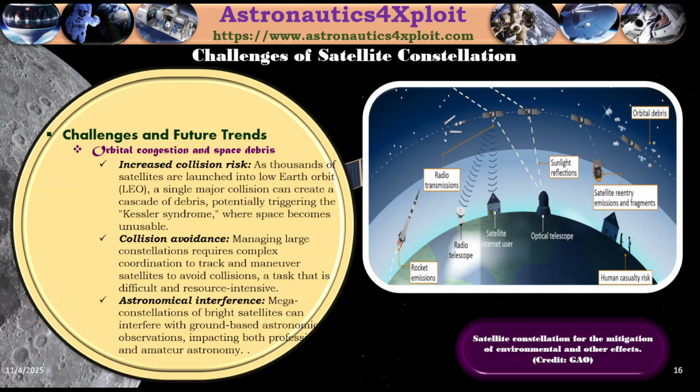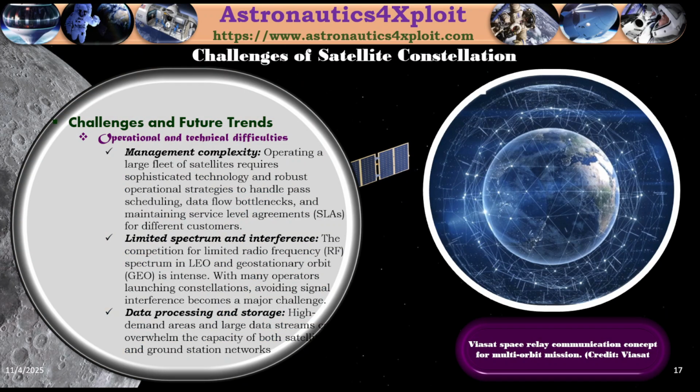Challenges of satellite constellations are increased collision risk, collision avoidance, and astronomical interference. Mega constellations of bright satellites can interfere with ground-based astronomical observations. Satellite constellation for the mitigation of environmental and other effects is shown in this picture. Other challenges and future trends are management complexity, limited spectrum and interference, and data processing and storage. Faster space relay communication concept for multi-orbit mission is shown in this picture.